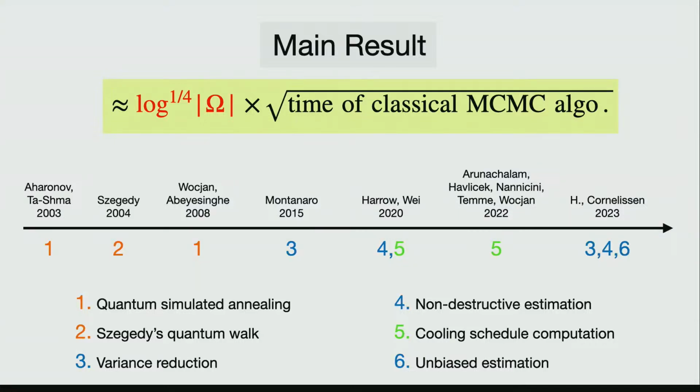Those results in red correspond to results on the quantization of random walks, such as quantum simulated annealing and Szegedy's quantum walk. In blue, you have the development of quantum algorithms for estimating expectation values with certain properties, such as an efficient way of reducing the variance of an estimator, how to make it unbiased, non-destructive. And in green, you have a different type of contribution, which I won't talk a lot about in this talk, which is about computing cooling schedules. And this is again related to simulated annealing techniques.